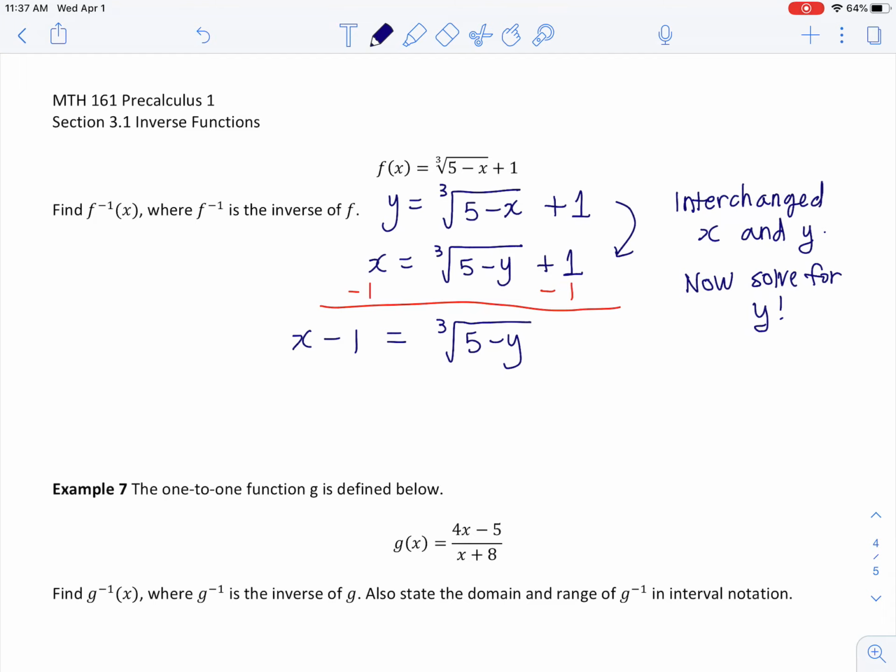Everyone okay? Alrighty. Now we're going to get rid of that cube root. How can we get rid of the cube root? Well, we're going to have to take the cube of both sides.